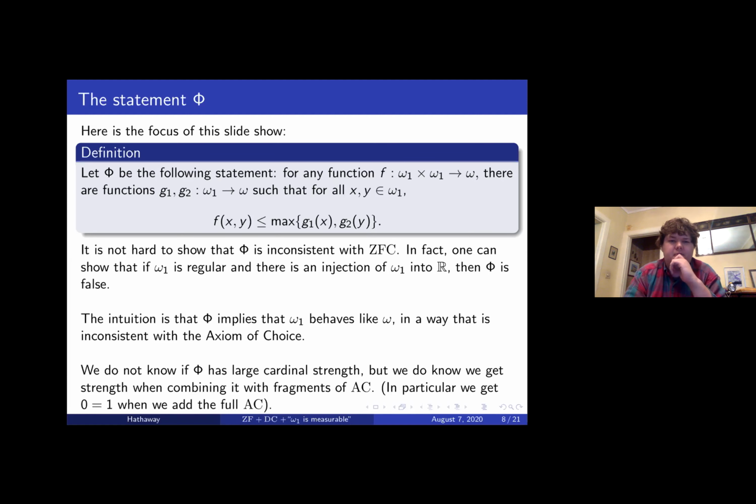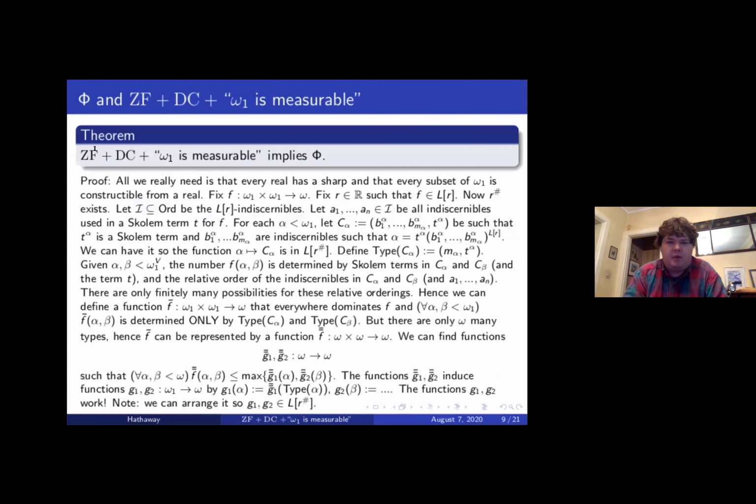Okay, this is kind of information overload. I'm going to take back the statement. So what this theorem should say is if every real has a sharp and every subset of omega 1 is constructible from a real, then phi holds. That's what this argument is really saying.